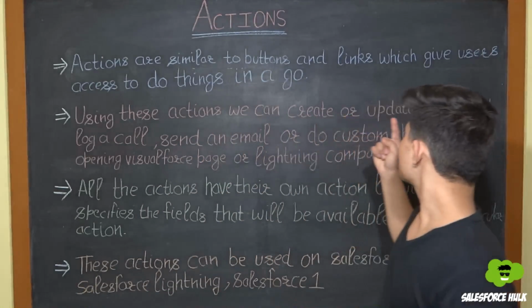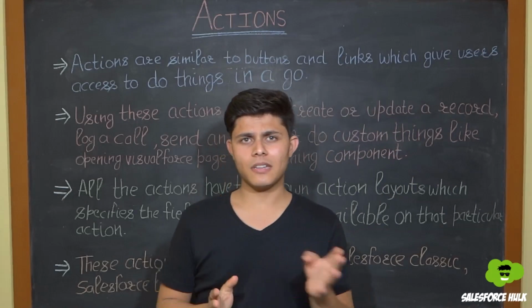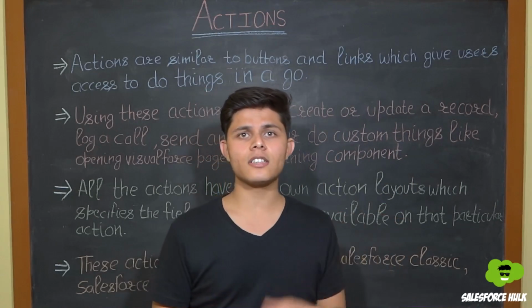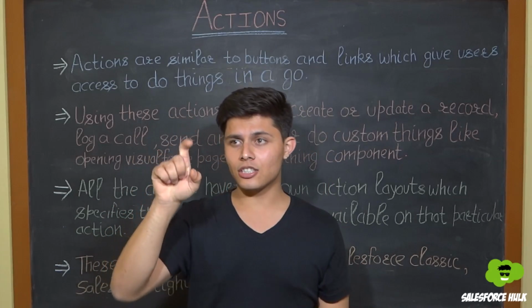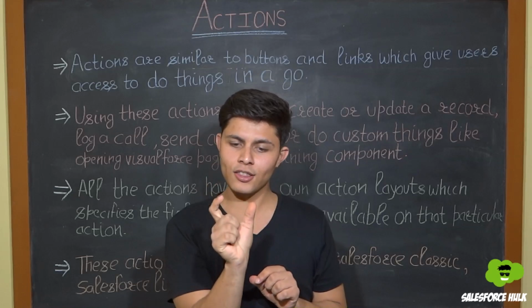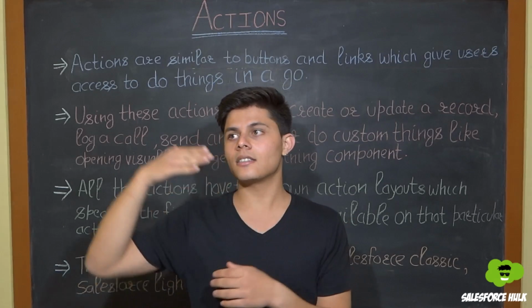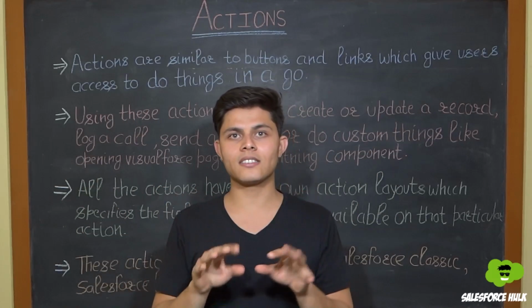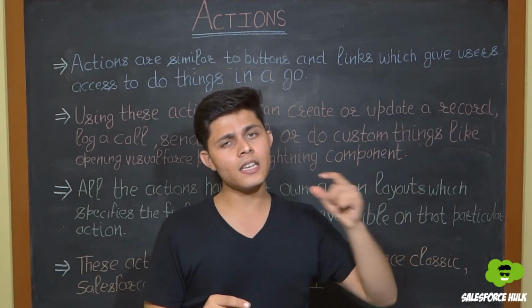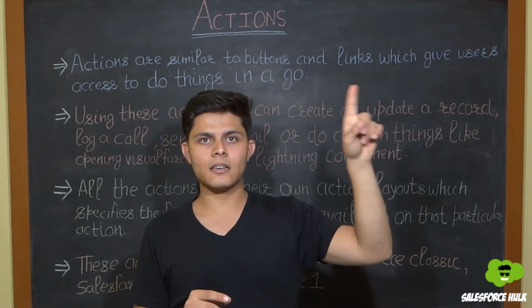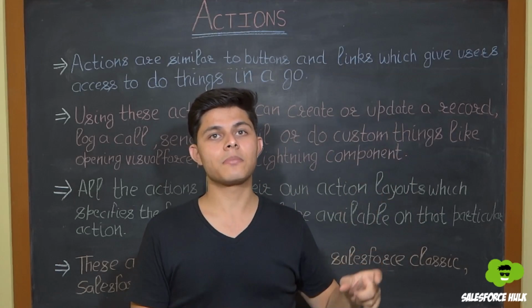Actions are similar to buttons and links which give users access to things in a go. For example, currently if you want to create a related record, you have to go to the particular record, scroll down to the related list, click on the New button for that object, and a new page opens on which you enter the details and click save. And then to go back to that page, you need to click the back button on the browser.